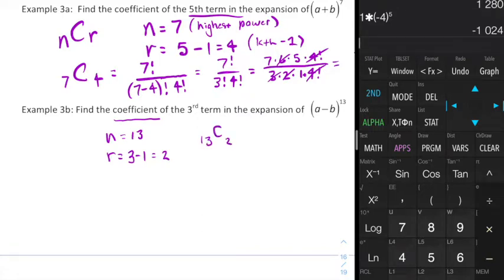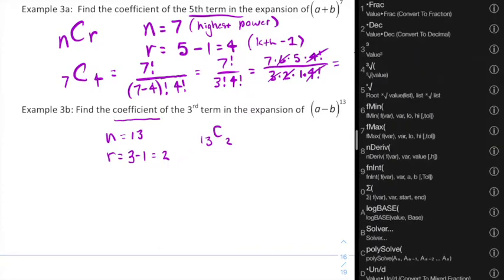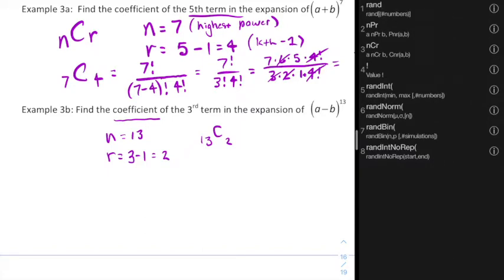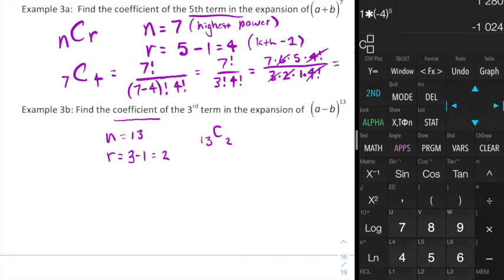So there's a button in the calculator. We use it a little bit in geometry. If you hit the math button, and normally you're under math, you need to scroll to the probability part. And there is an nCr button right there. So go ahead and click that.